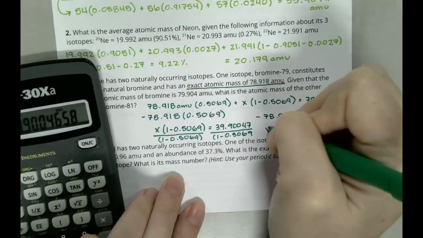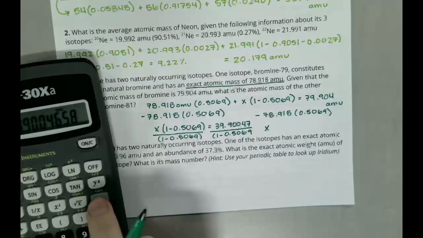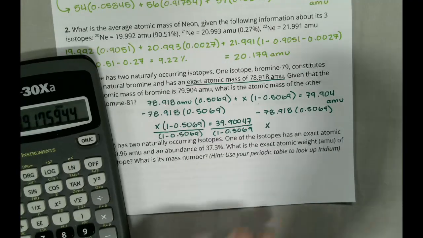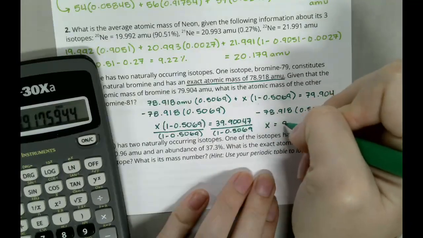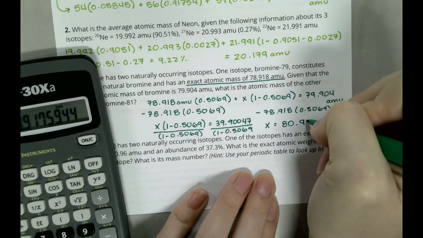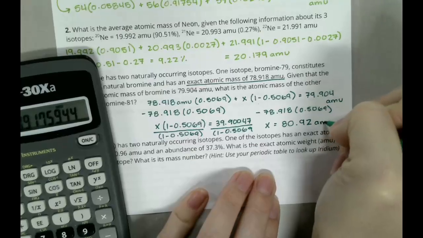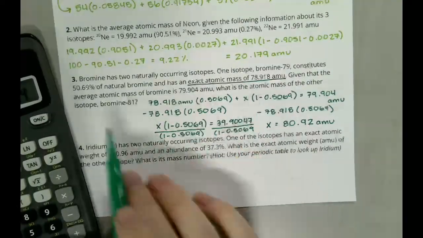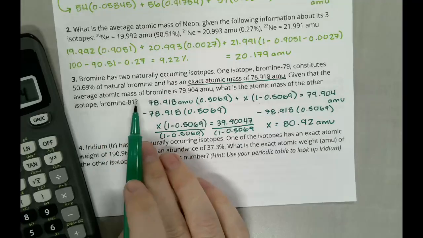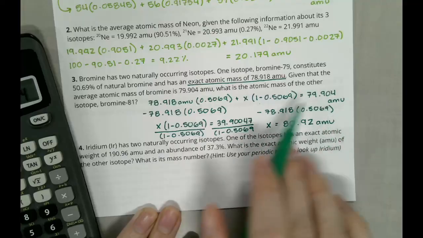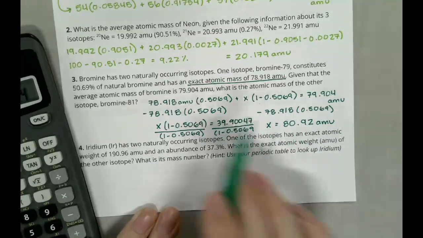And that should give me X. Okay, so divided by parentheses. Okay, so X equals 80.92 AMUs. All right, that is the exact atomic mass of the isotope, which it's told us is bromine 81. Now, is it exactly 81? No, but that's okay. These atomic masses are not always exact. So there we go. That's good.